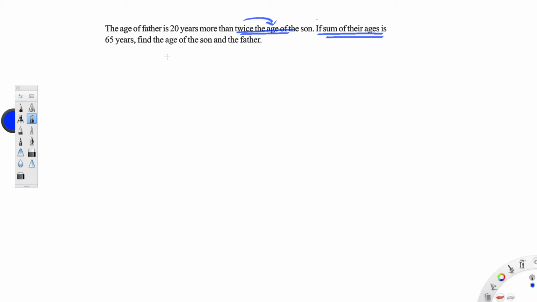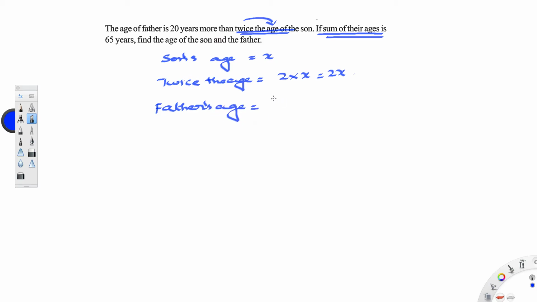So let's take the son's age as x, twice the son's age is 2 into x, that is 2x. Father's age is 20 years more than twice the age of the son. Remember, always go from the last so that you will not miss any word of your problem.